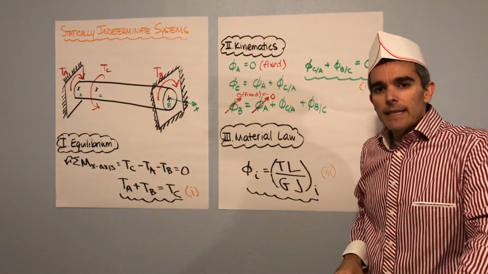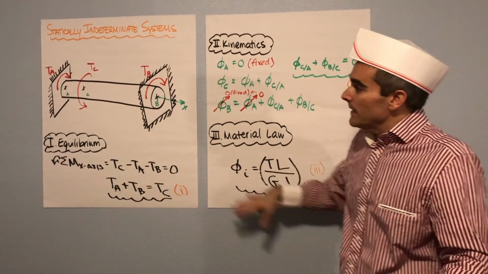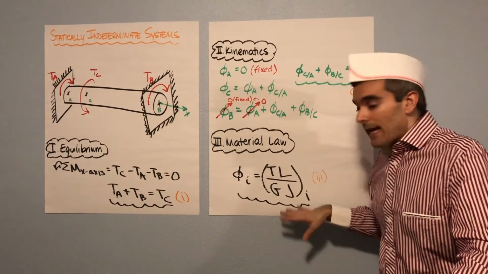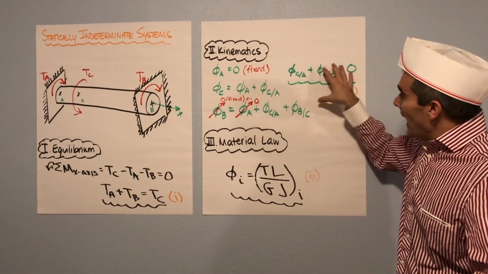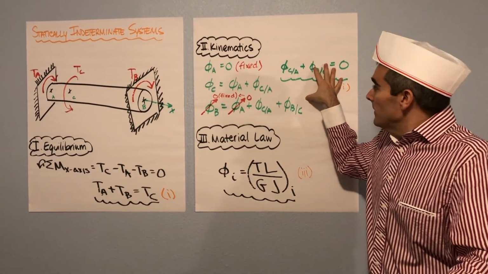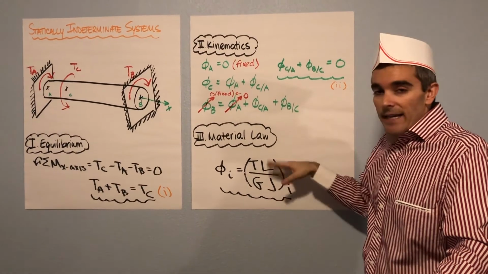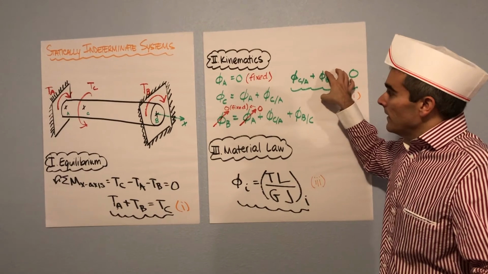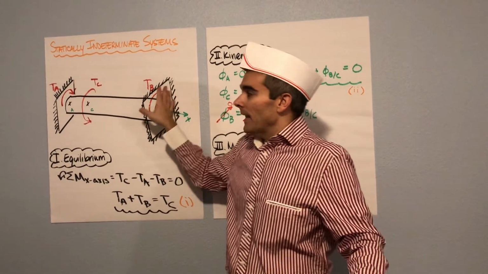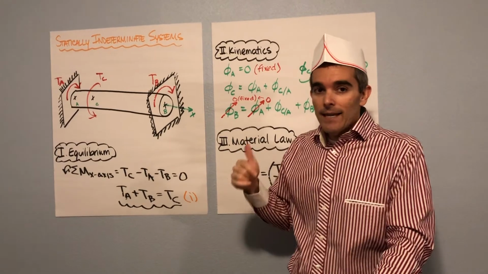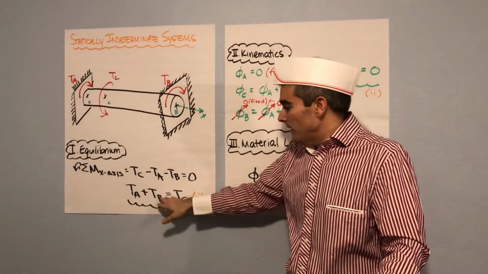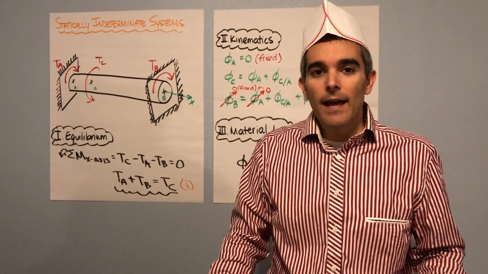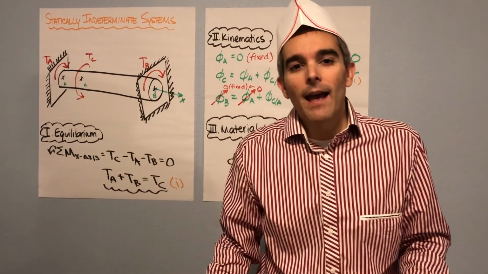And so we're going to do an example next that'll take us through these steps, but the example will look very much like this setup. And all we'll need to do is take our material law, plug that back into our kinematics condition, apply the appropriate numbers, the lengths, the G's, the J's, and we should be able to plug this into equation 2, get a relationship between the torque at A and the torque at B. Once we have a second equation that relates TA and TB, we will use equilibrium and get an answer for the torques. And then we can solve for shear stress, angle of twist, and all those fun things.